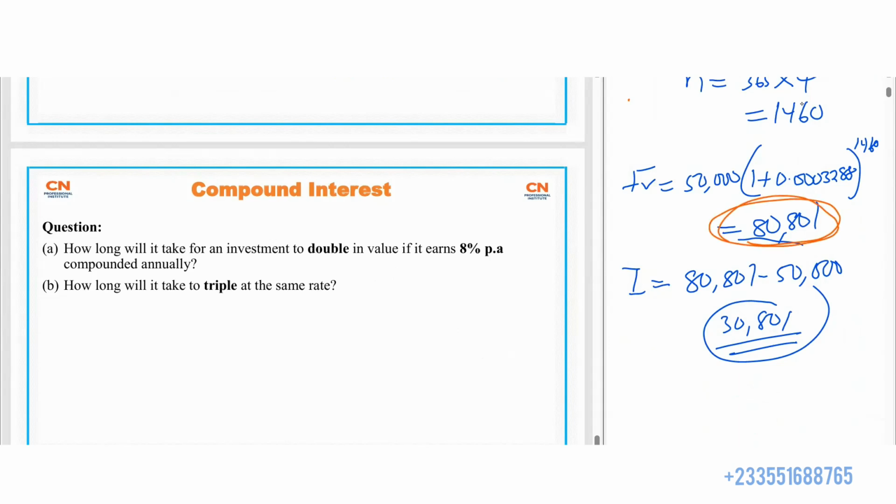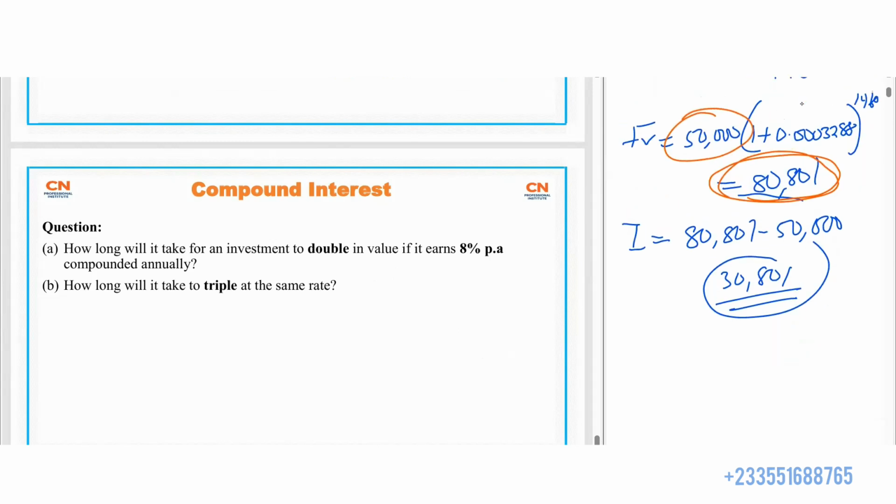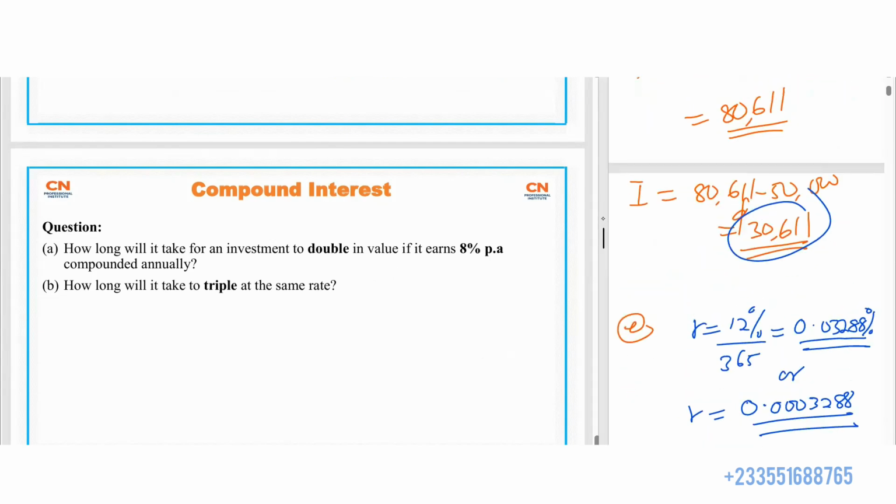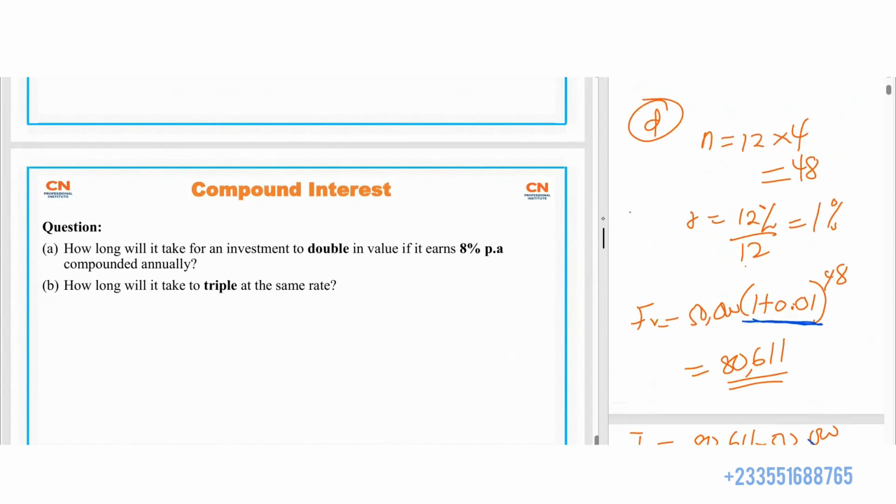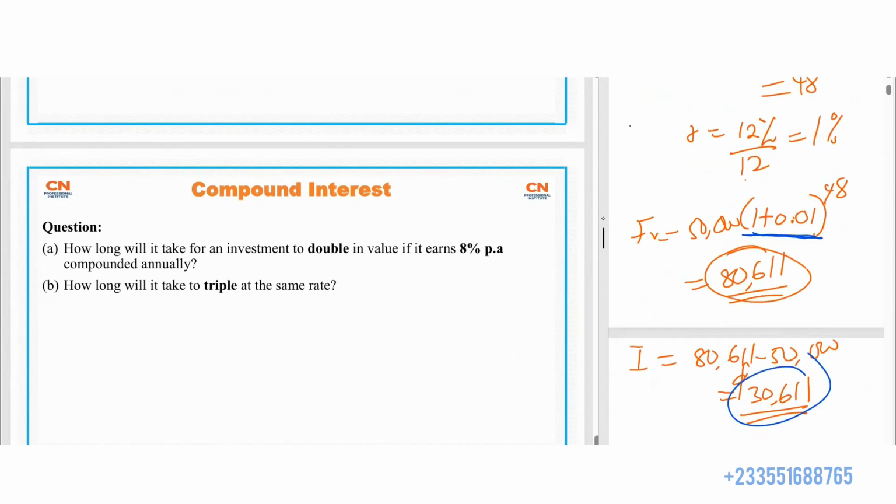The present value was 50,000. So what I'm saying is, how long will it take an investment to double in value? How long will it take this 50,000 to become 100,000 future value? That's all.